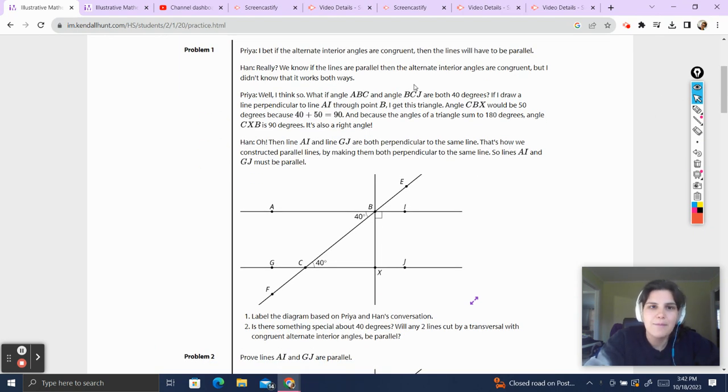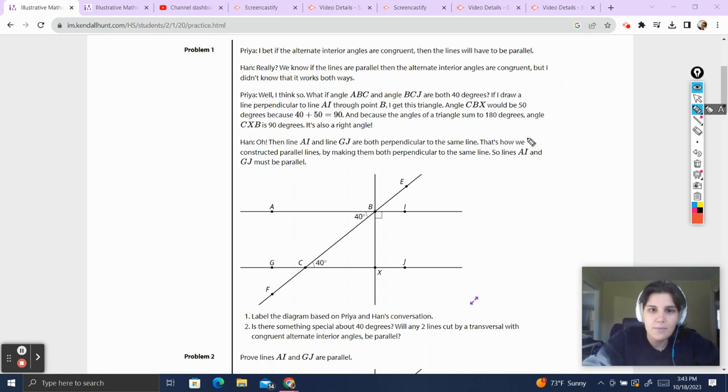Priya: I bet if alternate interior angles are congruent, then the lines will have to be parallel. Han: Really? We know if the lines are parallel, then the alternate interior angles are congruent, but I don't know if that works both ways. Priya: Well, I think so.